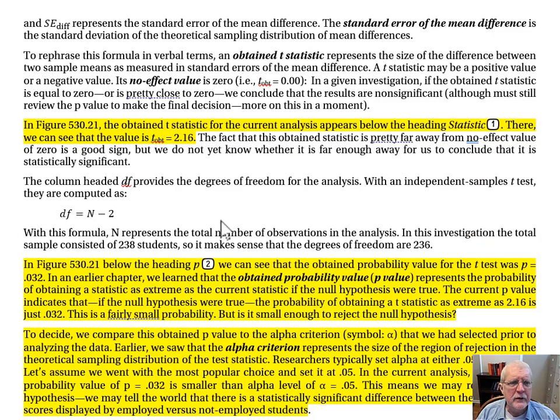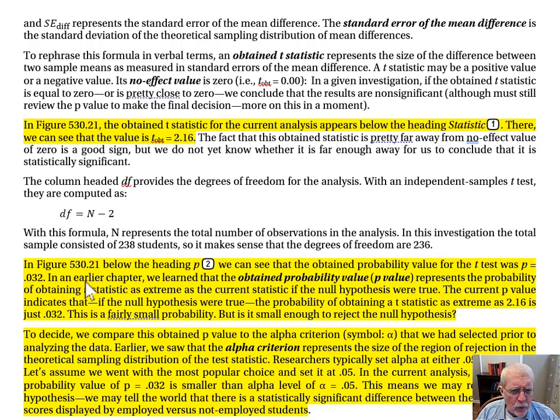Toward the top of page 21. In figure 530.21, the obtained t-statistic for the current analysis appears below the heading statistic. There, we can see that the value is 2.16. Well, that's our obtained t-statistic.